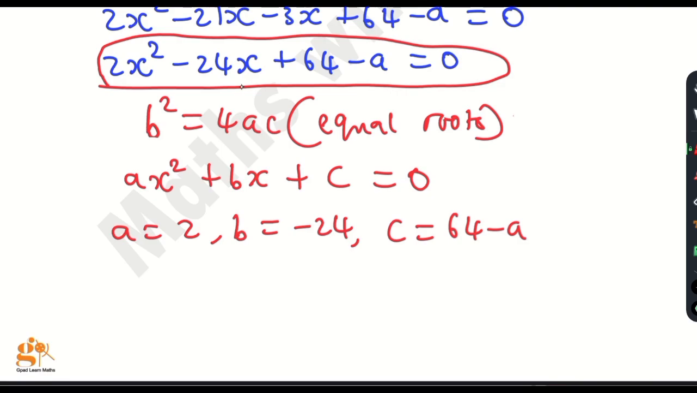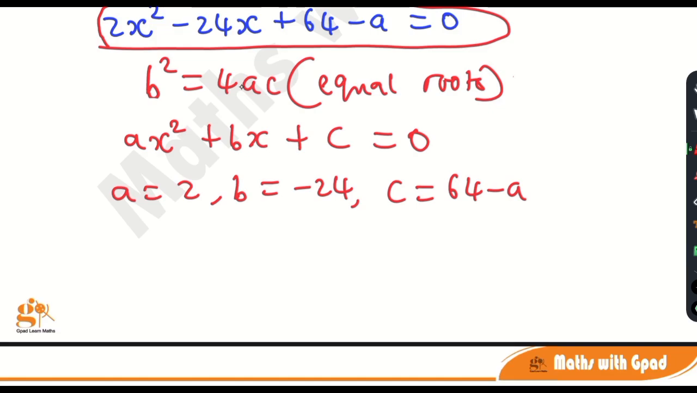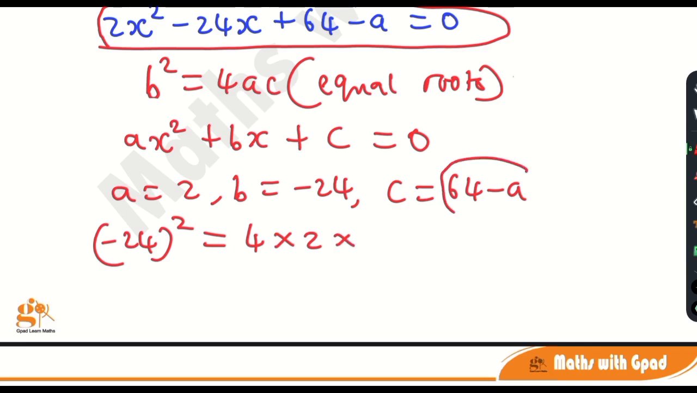Now we're going to use this condition here, b squared is equal to 4ac, to work this out. Now let's go. b squared is minus 24 squared, which is equal to 4 times a, which is 2, then times c, which is 64 minus a.